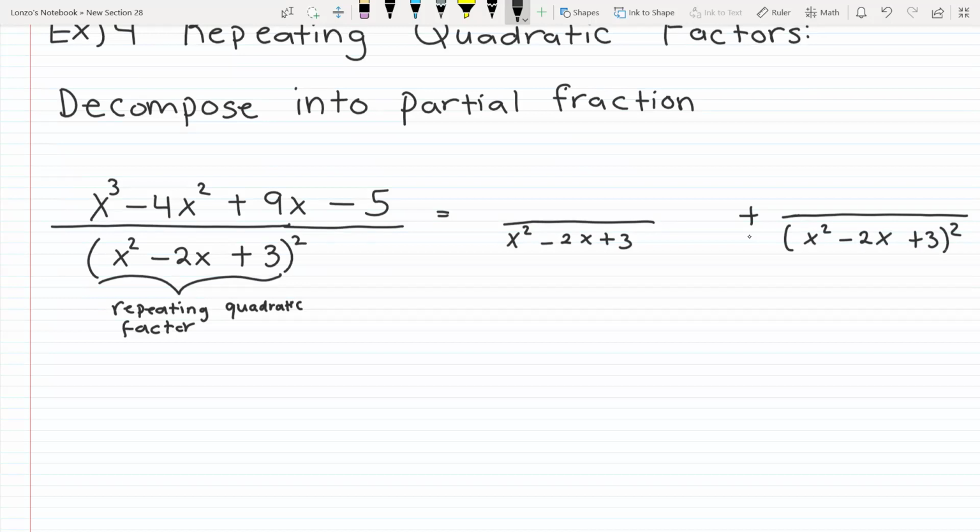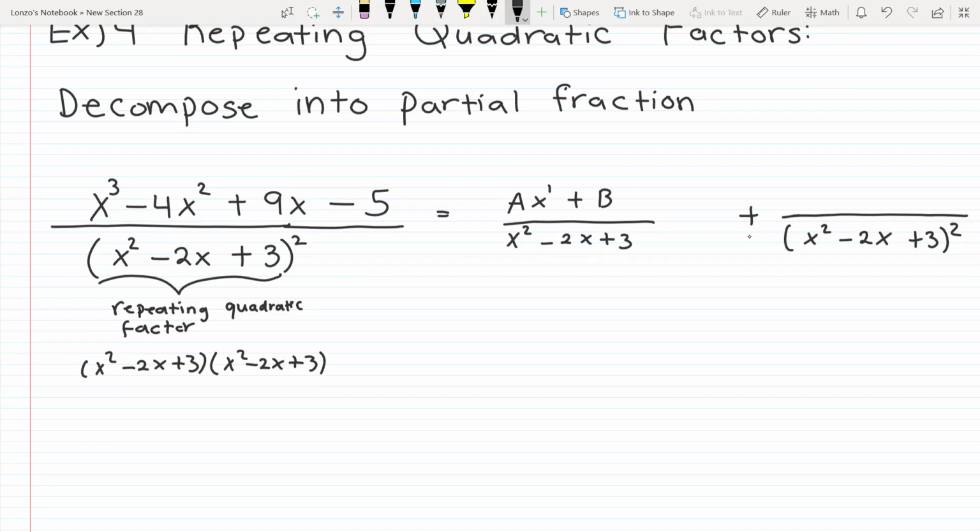So this right here, this bottom, it could be written as x squared minus 2x plus 3 twice, right? So that's why I put it here once and then the twice here. So what do we put on top here? Since the degree has to be bigger on the bottom than the top, it's going to be ax plus b, right? Because this degree has to be smaller than the bottom, and then you need a constant.